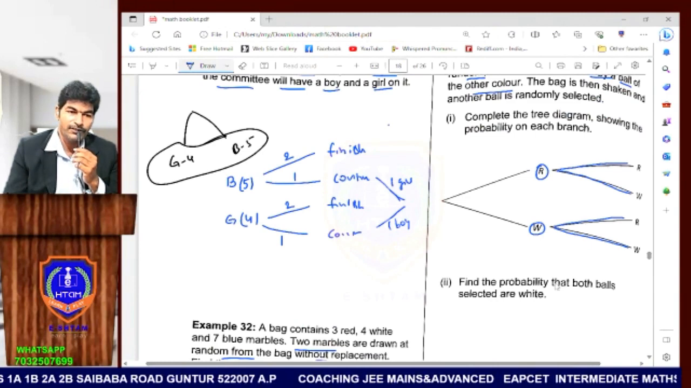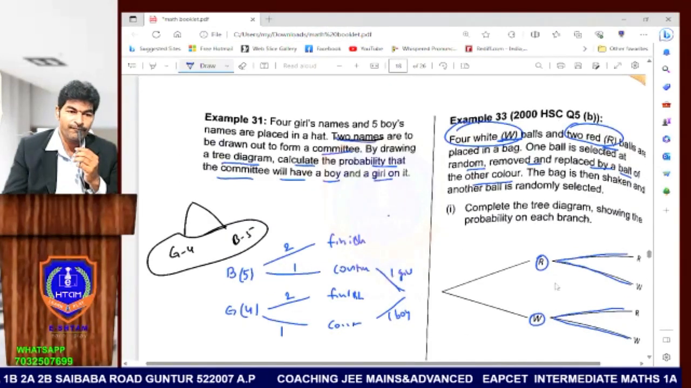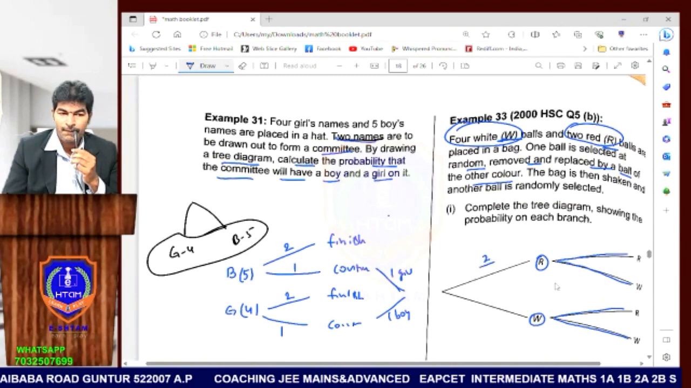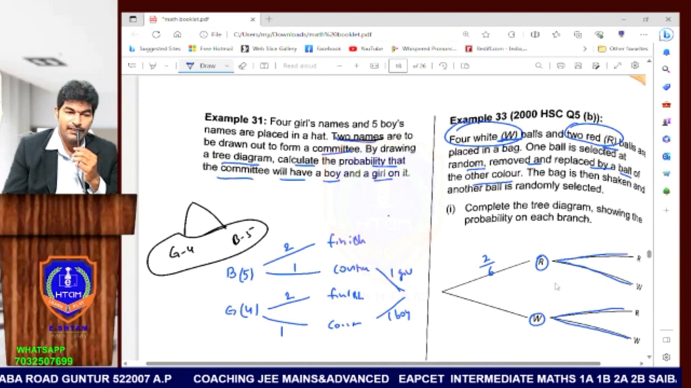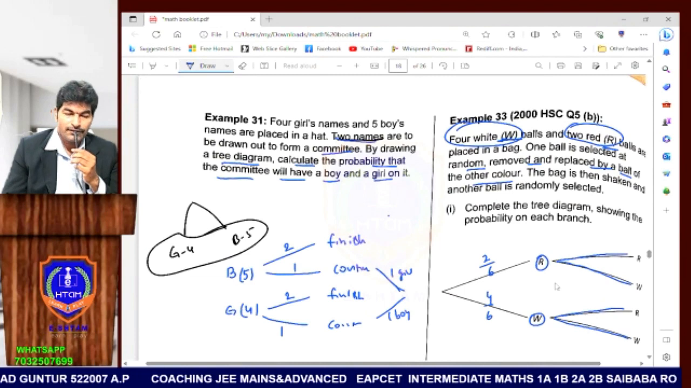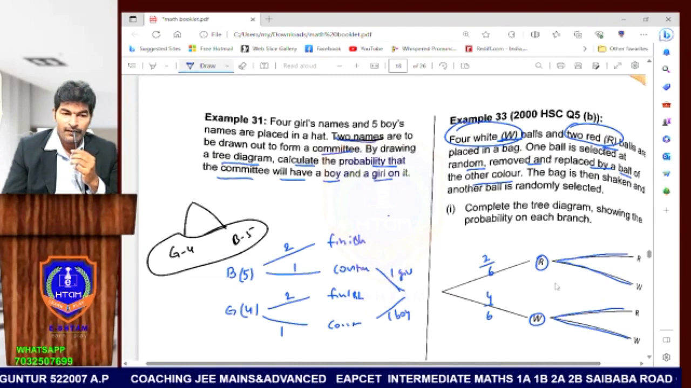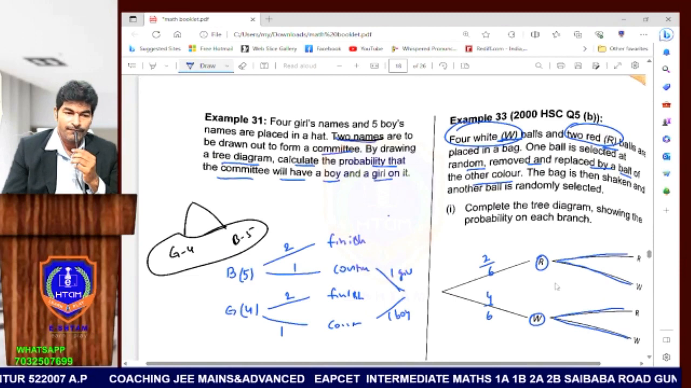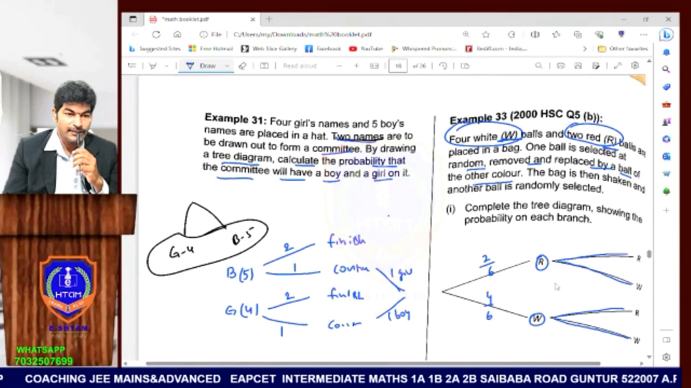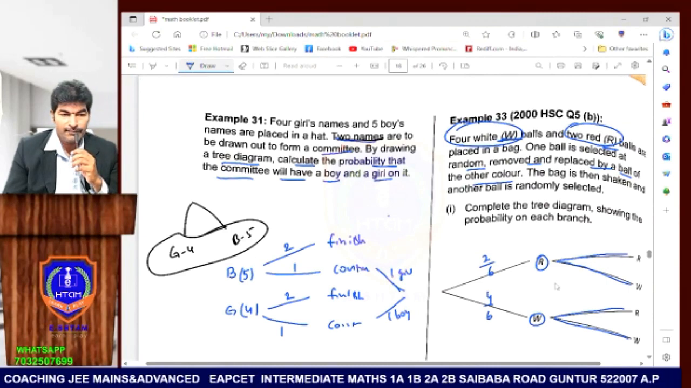So complete the tree diagram showing the probability of each case. Tell me the probability of drawing a red ball from the bag. 2 out of 6, for how many red balls are there? 2 out of 6. Yes. And for drawing a white ball? 4 out of 6. Okay, understood? And the red ball was removed and one white ball was replaced. So what is that probability? One ball is selected at random, removed and replaced by a ball of the other color.